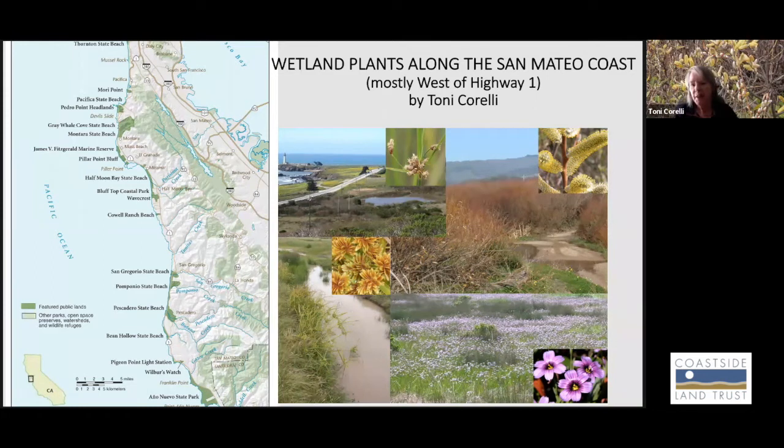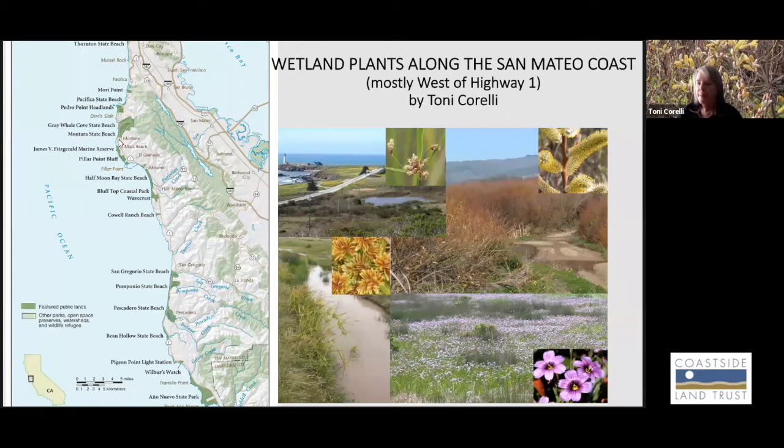Hi, everyone. I'm Toni Corelli. Thanks for joining me today for my talk about the wetland plants along the San Mateo Coast. The map on the left shows the public lands along the San Mateo Coast, a narrow strip of land 50 miles long from Thornton State Beach down to Año Nuevo, just this narrow strip of land west of Highway 1.